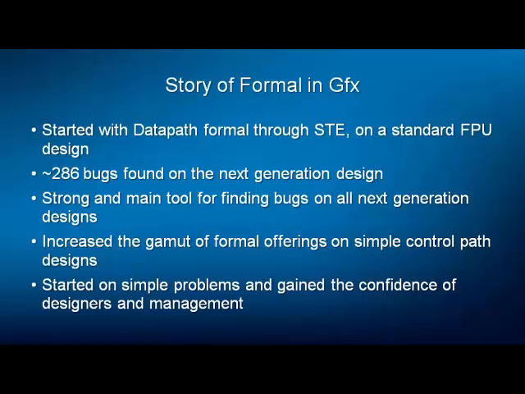So this was a strong and main tool for finding bugs for all the next generations. After these 286 bugs, we have checked through the next 2 generations. We have like 80 bugs and 60 bugs in the next sets of generations. And we have increased the gamut of the formal offerings on simple control path design. Once you have found these bugs, the expectation is high. They say, okay, now take some more designs and try to prove something with formal. But the data paths are pretty limited if you look at it. They're concentrated only on a couple of units. So then we started increasing the formal offerings.